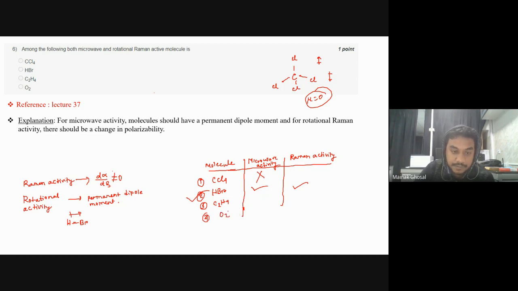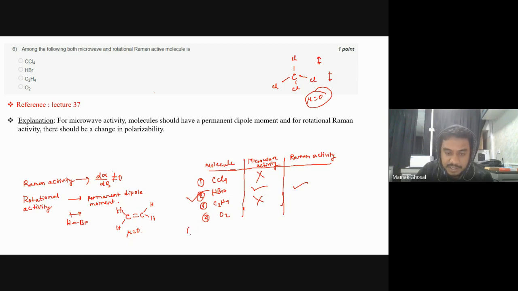So for C2H4, I'm writing it over here. C2H4 is nothing but ethylene. So C double bond C, and H, H. Okay. So it will also have mu equal to 0. Its dipole moment is also 0. The CH bonds will cancel out each other in a totally symmetric configuration. So it will have a dipole moment of 0, so it will also be microwave inactive. Since it is microwave inactive, I am not going to the Raman side.